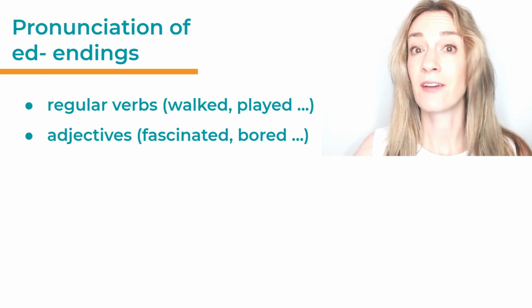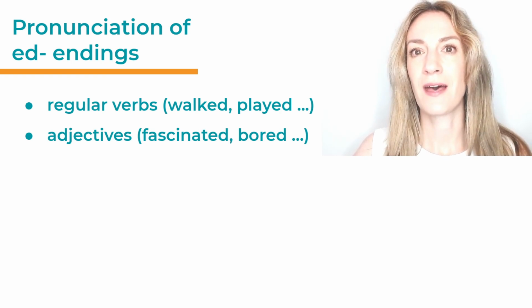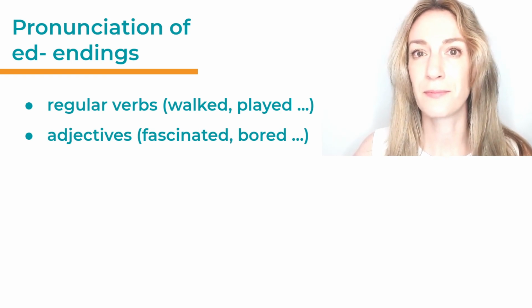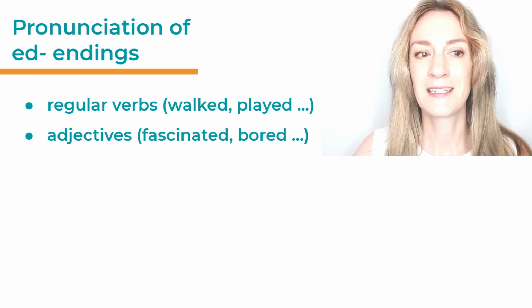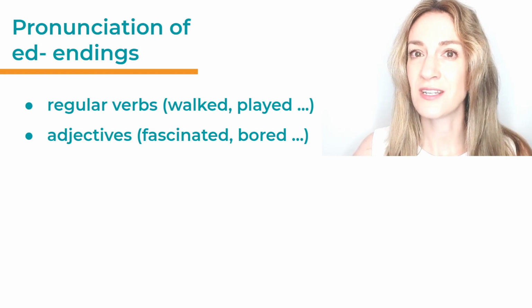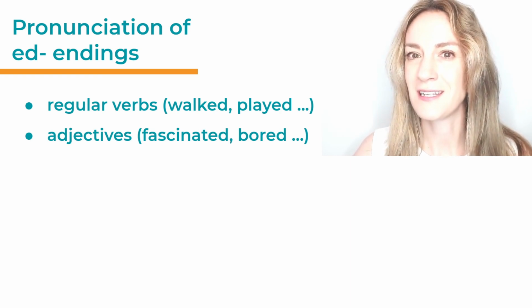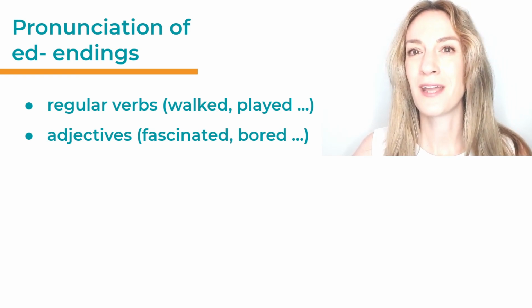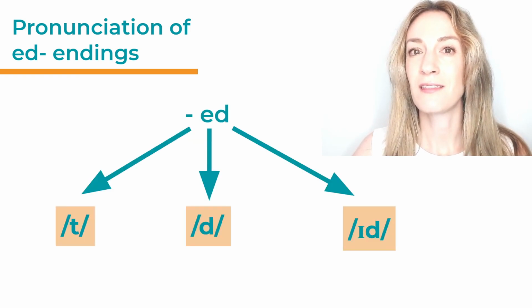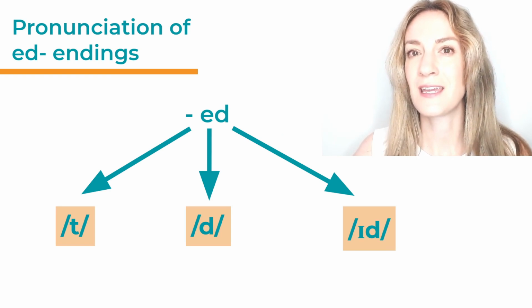Now we have regular verbs ending in ed in English in the past simple and past participle form, for example, walked or played. But we also have some adjectives ending in ed, for example, fascinated or bored. So the question is, how do we pronounce ed endings? Now, there are actually three different ways we can pronounce ed endings.